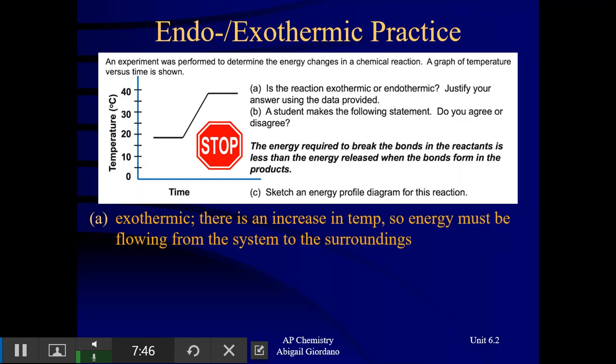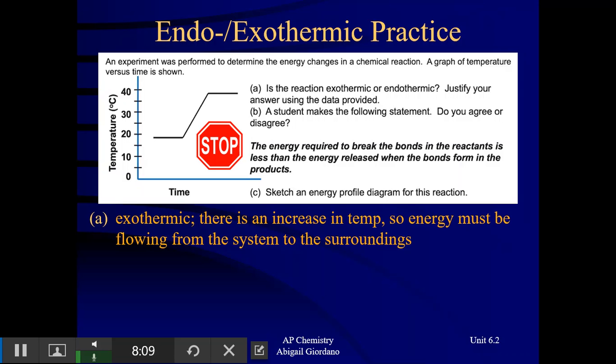An increase in temperature, remember, you and the thermometer are part of the surroundings. An increase in temperature means the energy must be flowing from the system to the surroundings. The system is releasing heat. That is by definition exothermic.